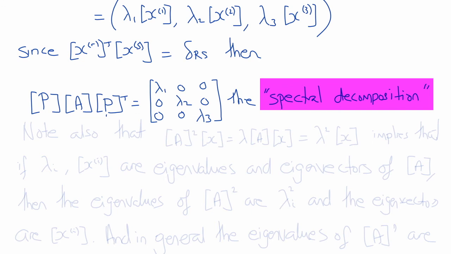Now remember that P is orthogonal, in fact it's proper orthogonal. So P represents a rotation. So we can think of the spectral decomposition as saying there exists a rotation that can be applied to any matrix that will diagonalize that matrix.